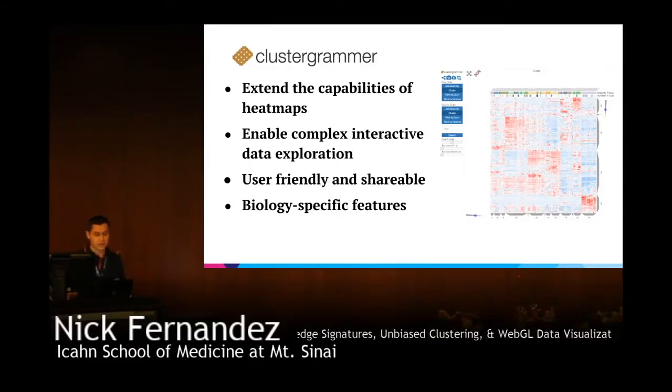Our goal was, broadly speaking, to extend the capabilities of heat maps, enable complex interactive data exploration, make it user-friendly and shareable, and also add some biology-specific features, but without tying it down to some particular data set type. And the vehicle we chose was the web browser, so that it would be easy to share with people and put online, that kind of thing.